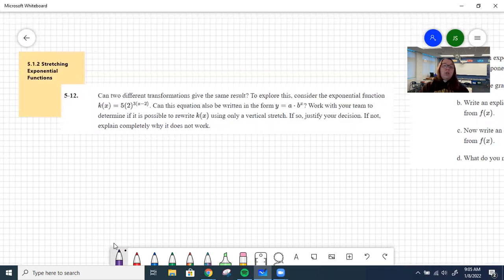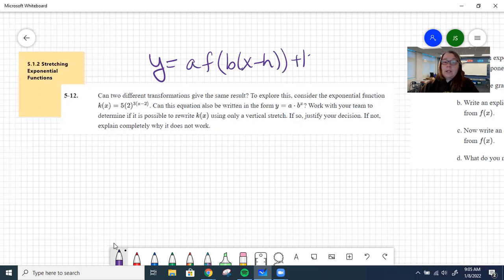Okay, so when we get into 512, now we're going to talk about stretching exponential functions and whether or not it's possible to have equivalent transformations. So when we've talked about transformations before, we've had this formula, right? And it's still that, you know, A is vertical stretch and B is horizontal, and this is a horizontal shift and this is a vertical shift. And what we're going to investigate today is it possible for one of these transformations to be equivalent to another transformation, like stretching a certain way being equal to shifting a certain way? So we're going to be investigating, can two different transformations give the same result?